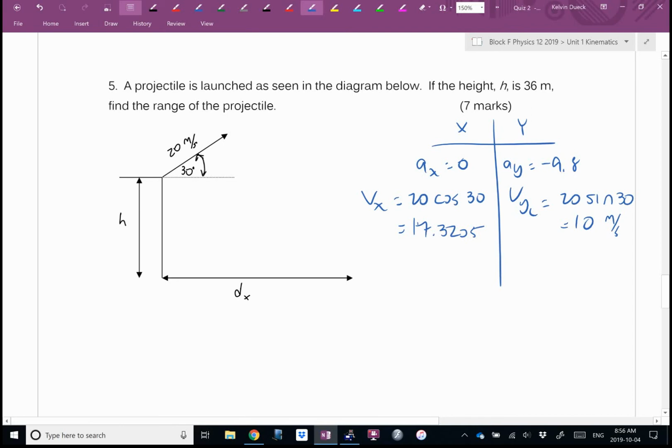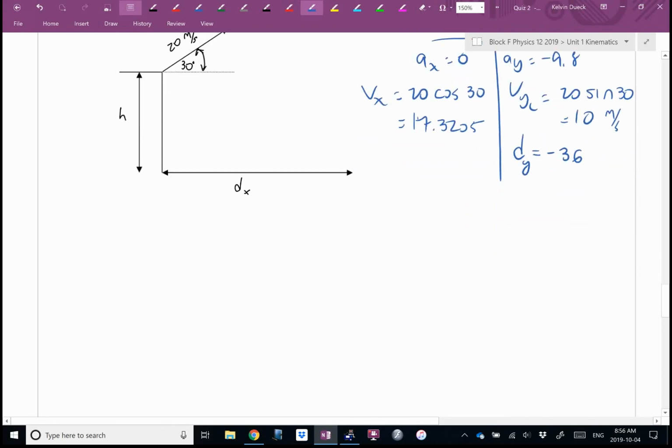What do they want me to find? They want me to find the range. Technically, that's what they want me to find. But Maggie, what am I going to spend most of my time finding? Time. Because I only have two things in each column. No, I have three things. They did give me the height, so I have to turn it into a displacement and make it negative.